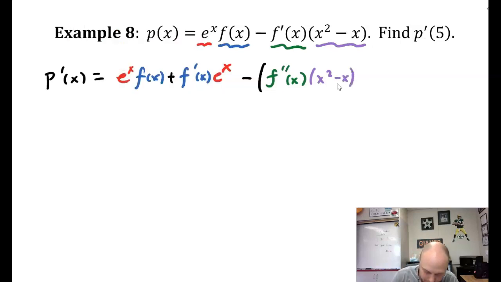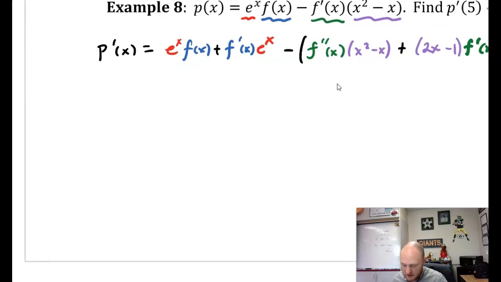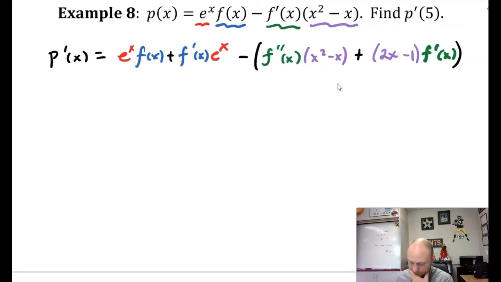Plus, now the derivative of the second. That's going to be 2x minus 1 times the first, which is f prime of x. Okay, so a lot going on there. Do I want to clean it up? You know what? I think I'm just going to leave it like that.